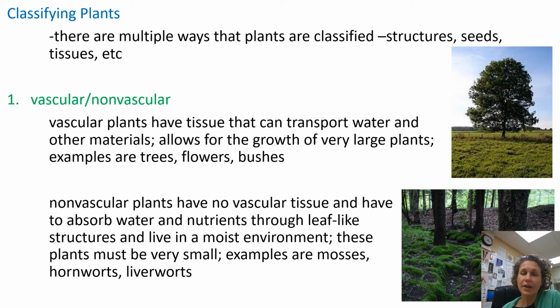Now, non-vascular plants don't have that vascular tissue, and so to get water and nutrients from their surroundings, they have to, first of all, live in an environment that has a lot of moisture in it, and they live very close to the ground, so they are absorbing it directly from the ground into the individual cells. The main examples of these that we're probably most familiar with are mosses, liverworts, hornworts. Those things to us would probably look like mosses, but they are very, very close to the ground, very small little plants.